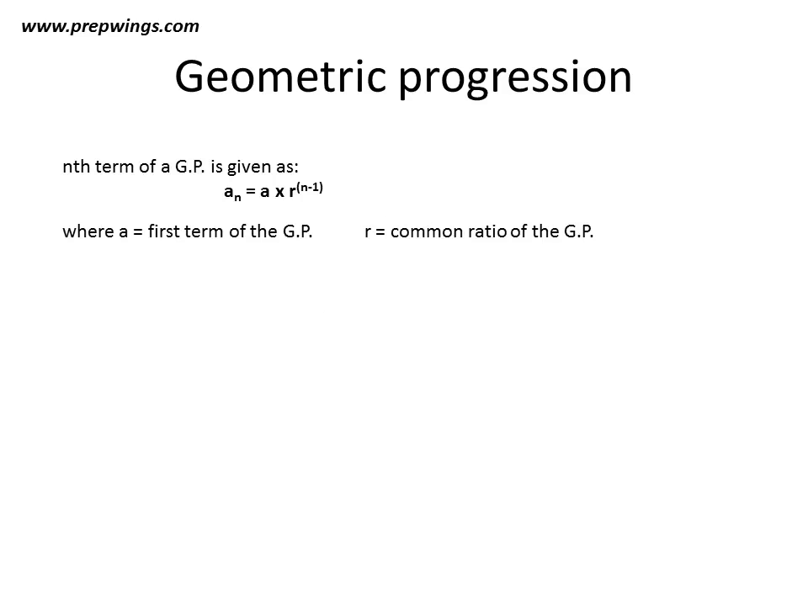Okay, so now to find the nth term of a GP, we use the formula A_n is equal to A into R raised to power n minus 1, where A is the first term of the GP and R is the common ratio of the GP.